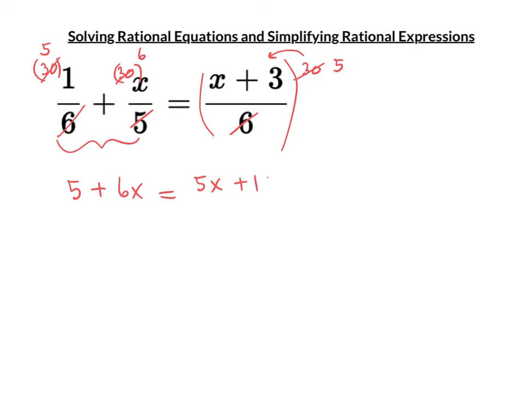And then it just becomes a matter of solving the equation. Get the x's on one side. Let's take 5x off each side. 5 plus x equals 15. Subtract 5 from both sides. x equals 10. And I get 10 is my answer.